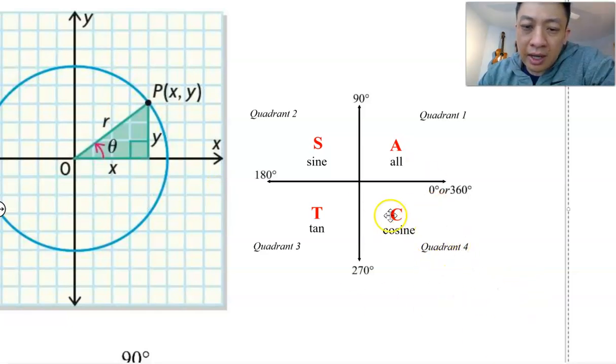Summary here to say that only cosine ratios will be positive in this section. All of the ratios, sine, cos, and tan, will be positive here. Sine will be positive only here. That means everything else will be negative here. And tan will only be positive here. Okay? We'll work some examples in the previous lesson to kind of demonstrate that as well.